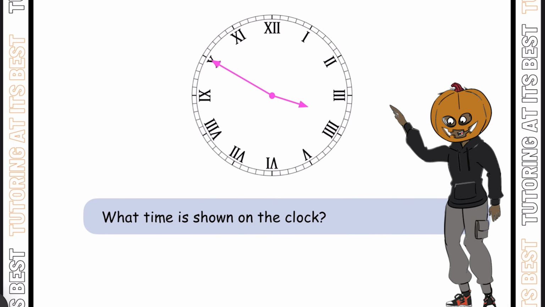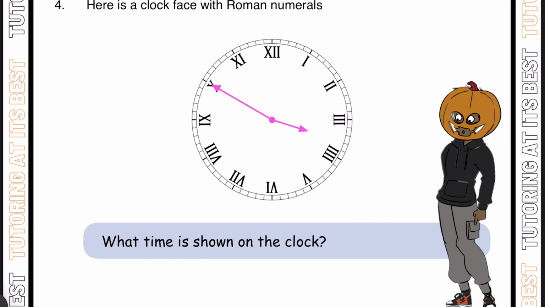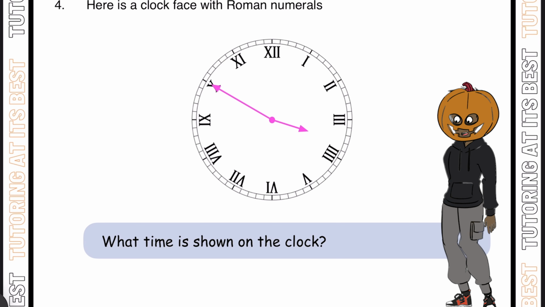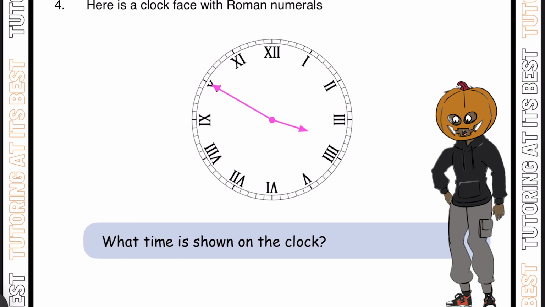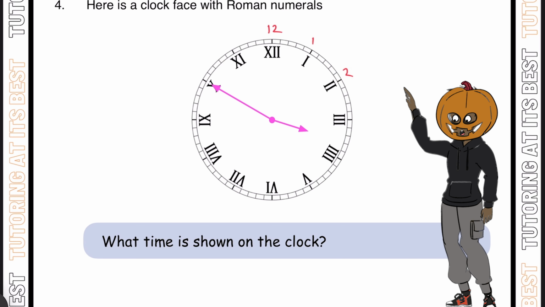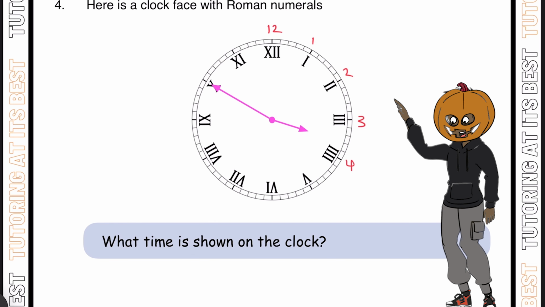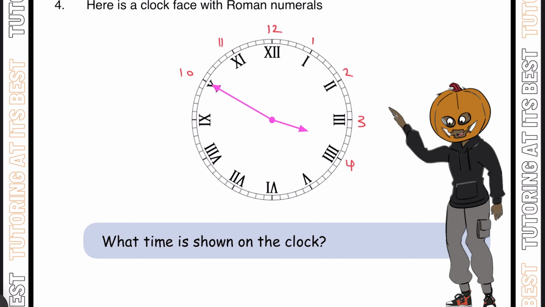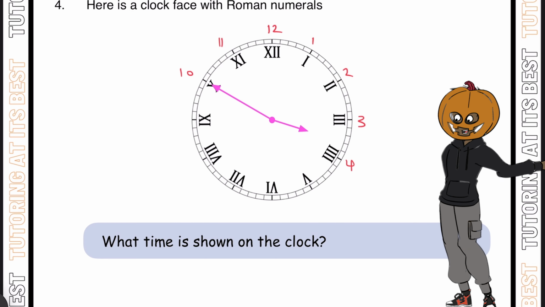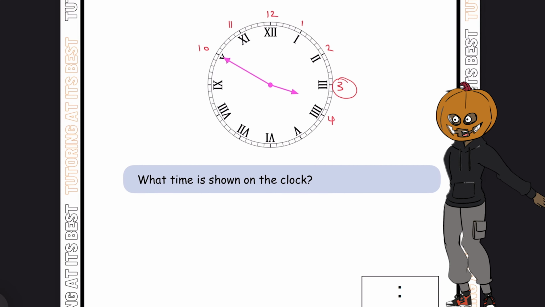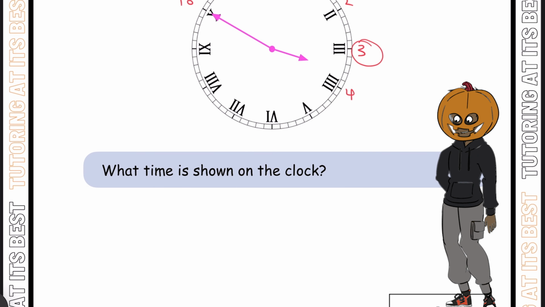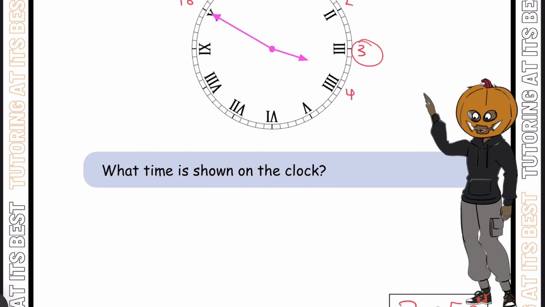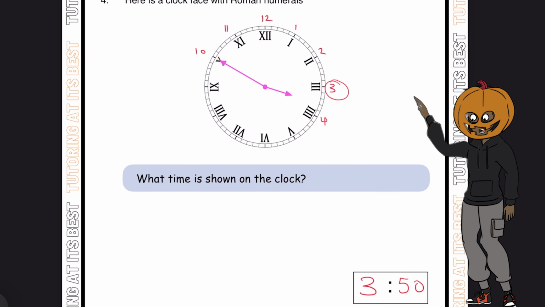Okay, over to question 4. Here's a clock face with Roman numerals. What time is shown on the clock? The best way to do this, if you need a bit more support, is just to put in our numbers. So now we know the smaller hand has gone past 3, but not past 4. So we know it's going to be 3. And it's pointing at X, which is 50. So 3:50 would be our answer.